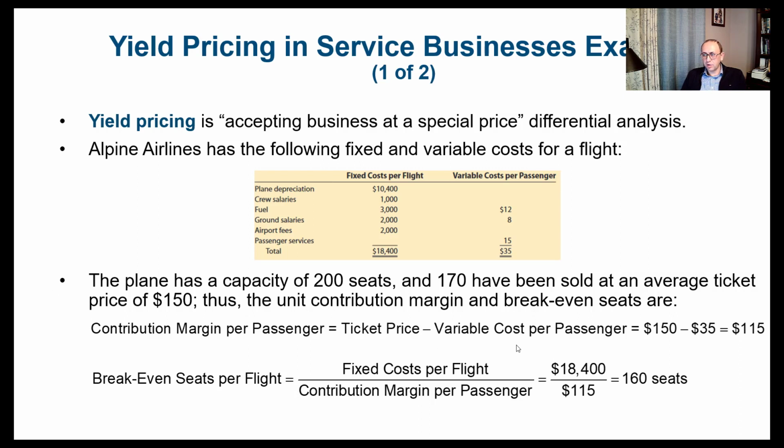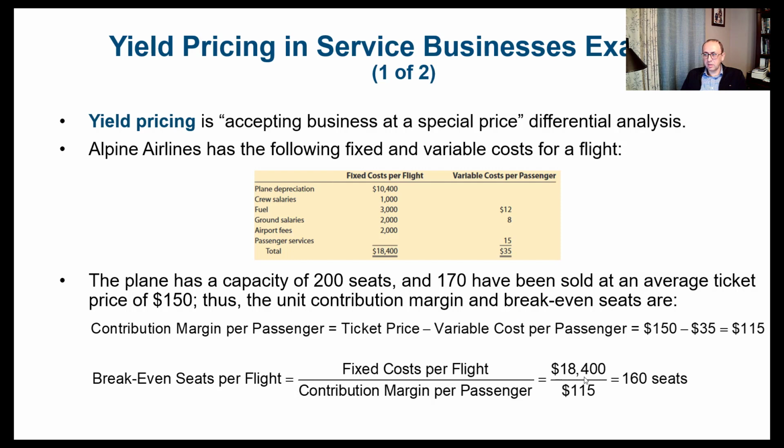So we get the ticket price minus the variable cost per passenger. So we have here the ticket price, $150, minus the variable cost per passenger, $35. That's $115, and that's the contribution margin per passenger. Now let's see the break-even seats for flights. We get the total fixed cost per flight, which is $18,400, and we divide it by the contribution margin per passenger that we just calculated. So in other words, how many passengers or seats we need to cover the fixed cost per flight after covering our variable cost. That's the whole idea here.